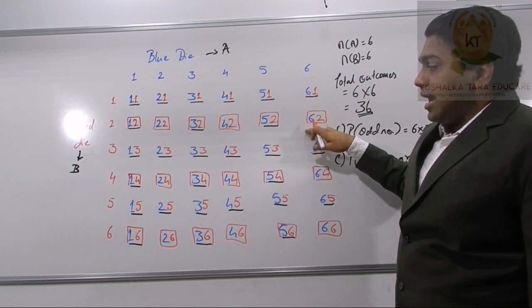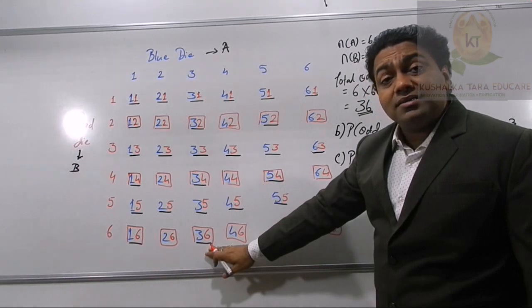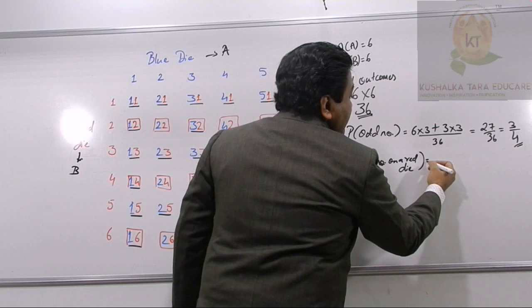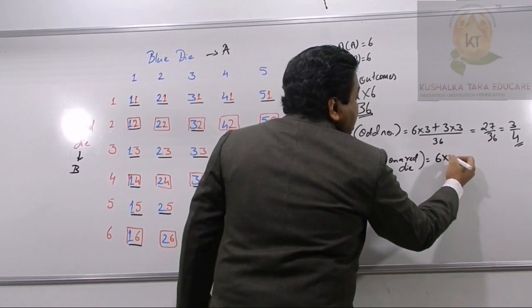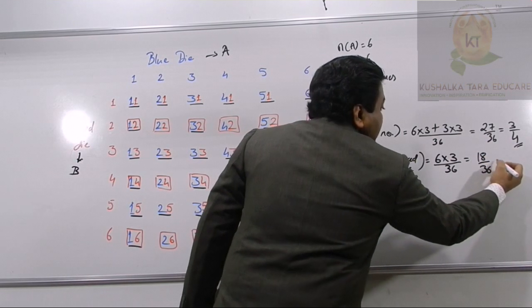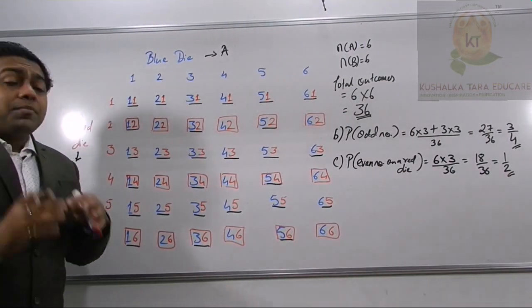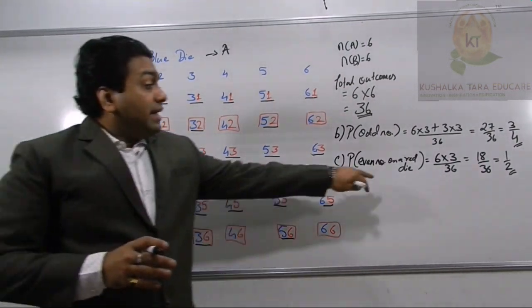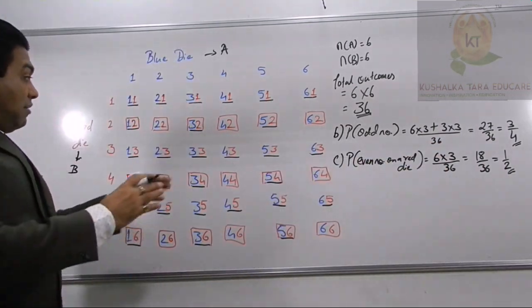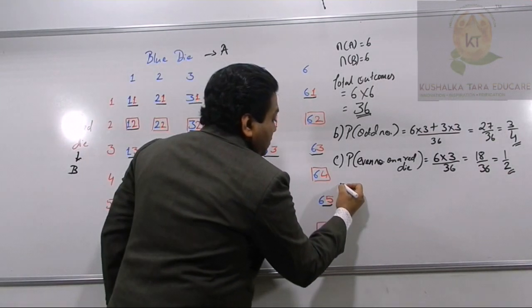So there are 6 occurrences over here, 6 occurrences in the 4th row, and 6 occurrences in the 6th row. So therefore, the total number of occurrences is nothing but 6 into 3 divided by 36, that's 18 over 36. So my probability is 1 by 2. So the probability of chances of getting an even number on a red die is around 50%, half the chance, right? So that gives me the third answer.